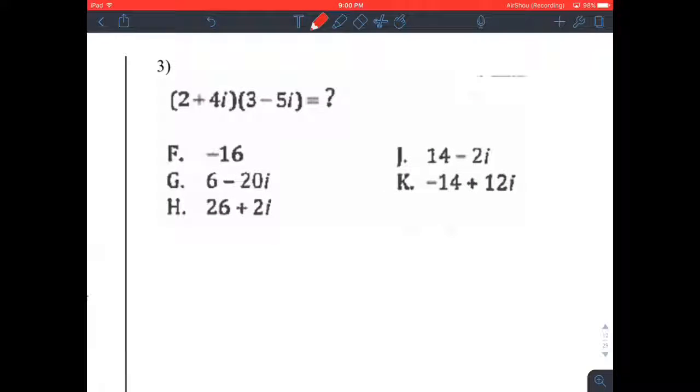Number 3 here, we're going to use the distributive property, the FOIL method, whatever you want to call it. You can call it lots of things. Just call it straight up multiplication if you want. We are going to multiply the 2 times the 3 and get 6. 2 times the minus 5i and get negative 10i. 4i times 3 is 12i. 4i times the minus 5i is negative 20i squared.